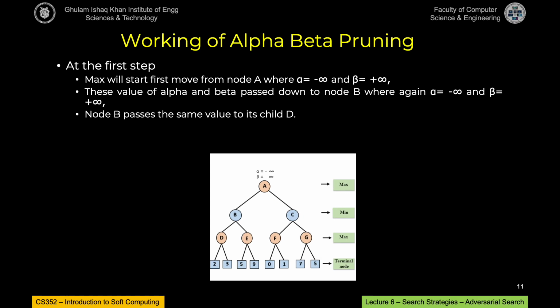So let us take an example of a two-player search tree to understand the working of alpha-beta pruning. And this is where you need to realize or work very, very hard to understand what is going on.